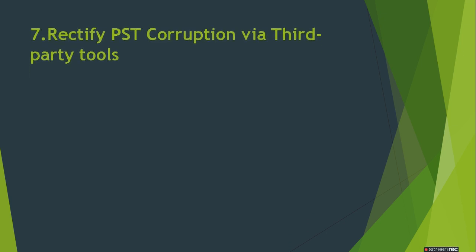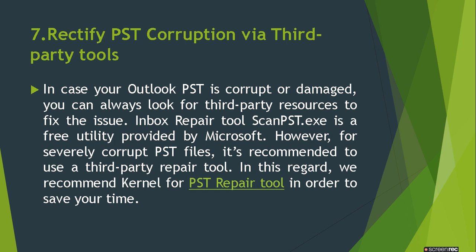Our last fix is to rectify PST corruption with a third-party tool. In case your Outlook PST is corrupt or damaged, you can always look for a third-party resource to fix the issue. An Inbox Repair tool like Scan PST is usually provided by Microsoft. However, for severely corrupt PST files, it is recommended to use a third-party repair tool. In this regard, most people recommend Kernel for PST Repair tool in order to save your time. You can use any other recommended third-party tool as well.